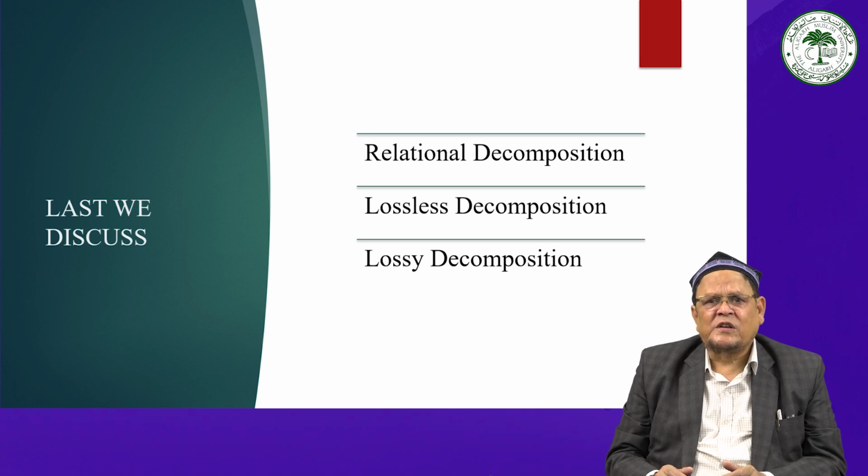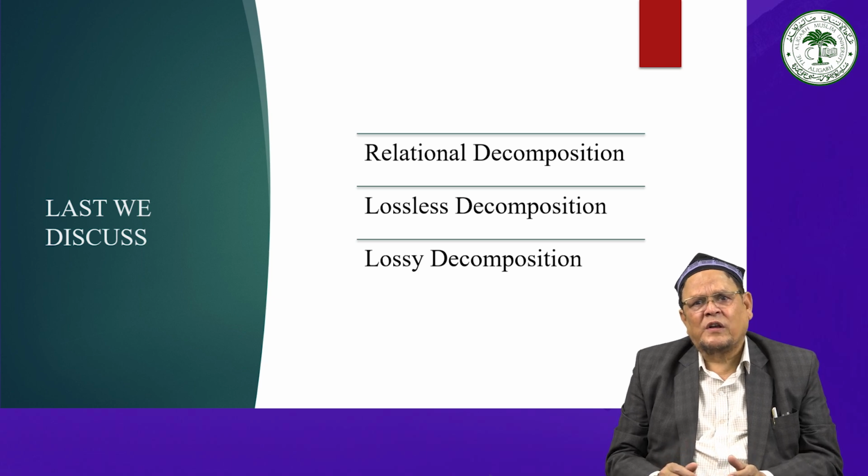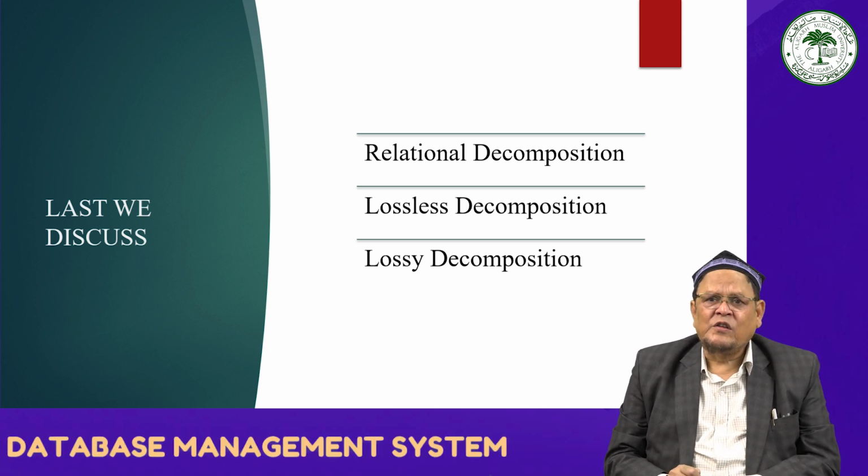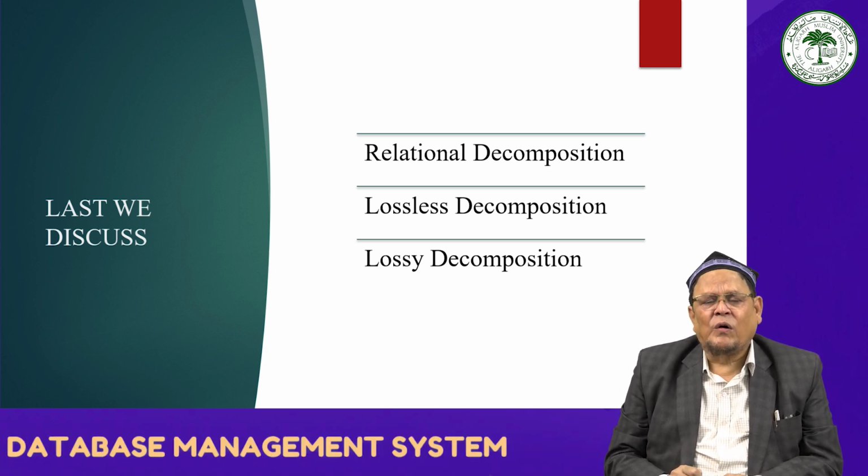So decomposition is very important, and depending on the requirement of your organization, you have to decompose it into smaller tables, and then you have to check all the three anomalies: insertion, deletion, updation. If it is certified, then we can say this is normalized. Then there is no need for further decomposition.